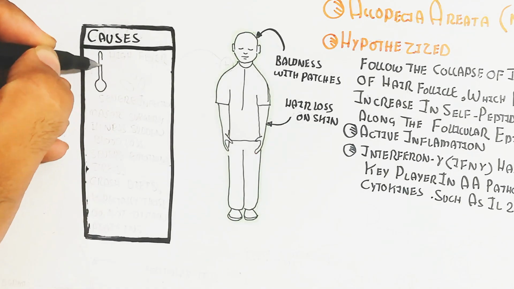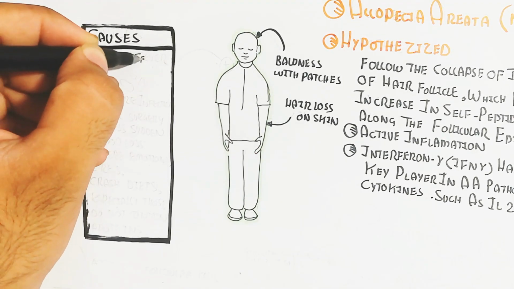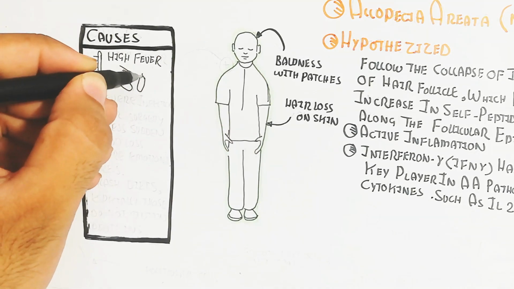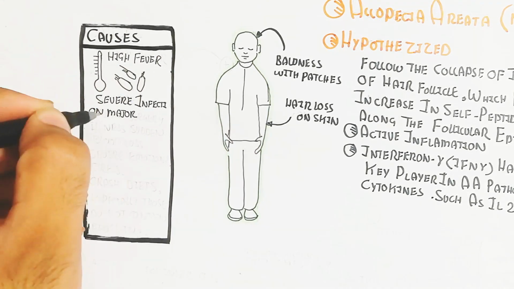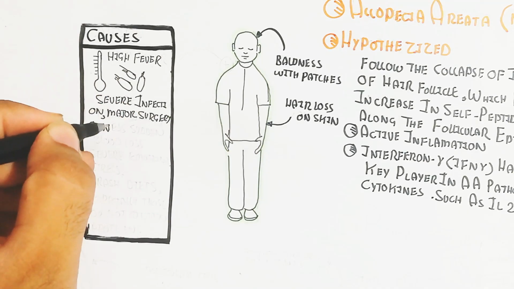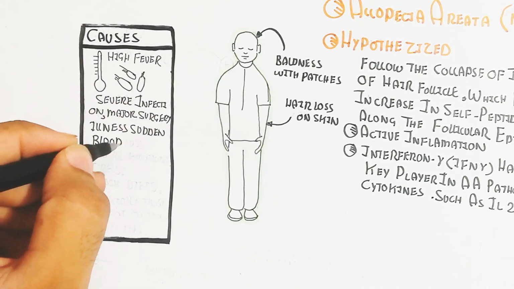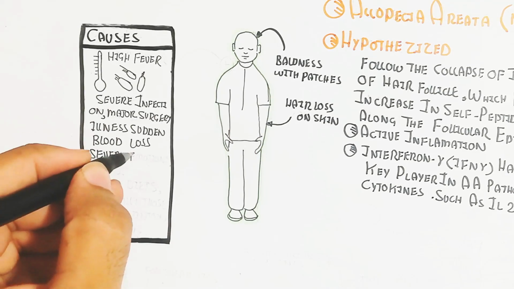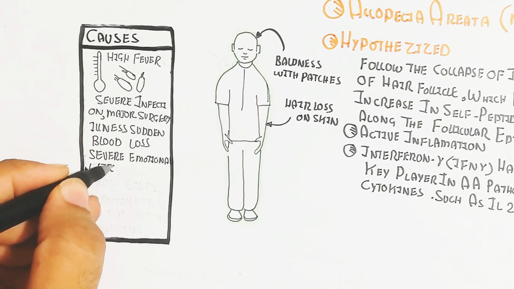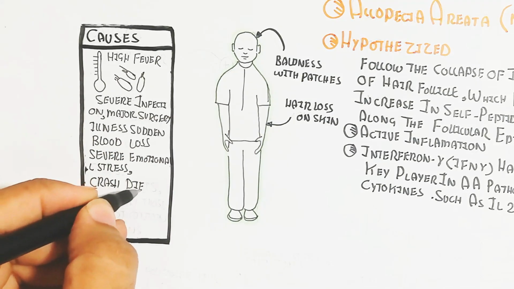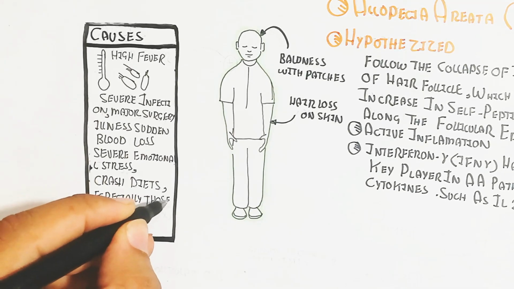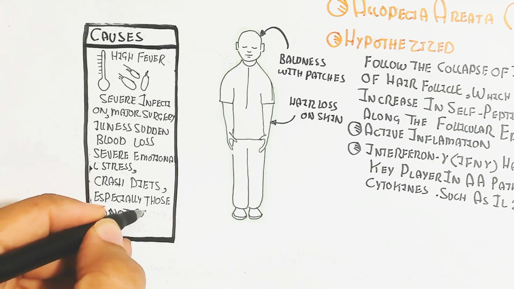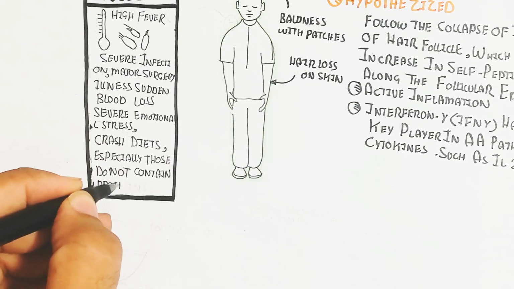Causes can be a high fever, severe infection, major surgery, and illness, as well as sudden blood loss, severe emotional stress, a crash diet, especially those that do not contain proteins. So in this video we will understand the pathogenesis and the skin structure and how it can develop the hair.